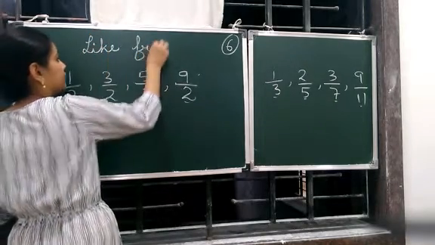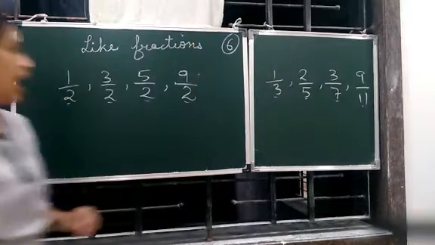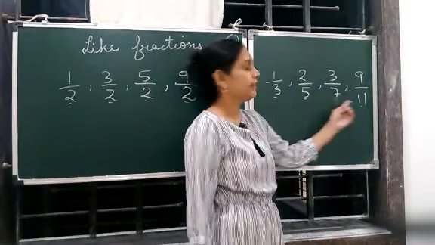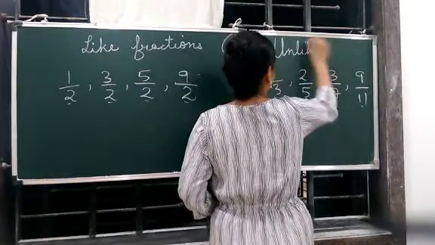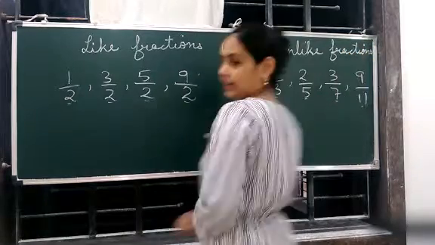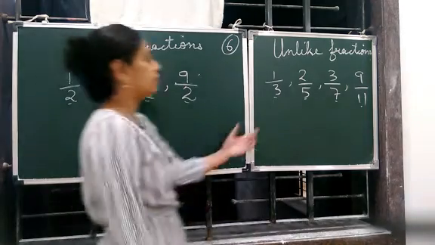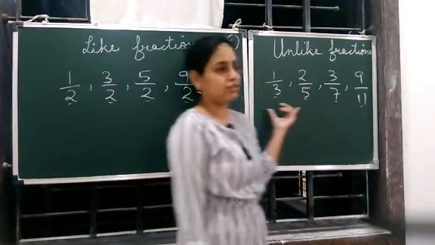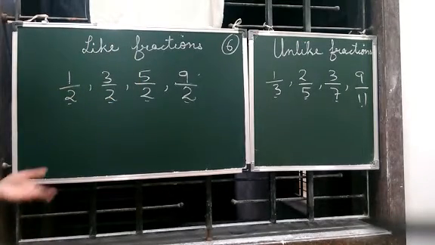are called like fractions, okay? And fractions with different denominators are called unlike fractions. Fractions with same denominators are called like fractions. Fractions with different denominators are called unlike fractions. So you can say where the denominators are not same, the fractions are known as unlike. Where the denominators are same, the fractions are known as like fractions.